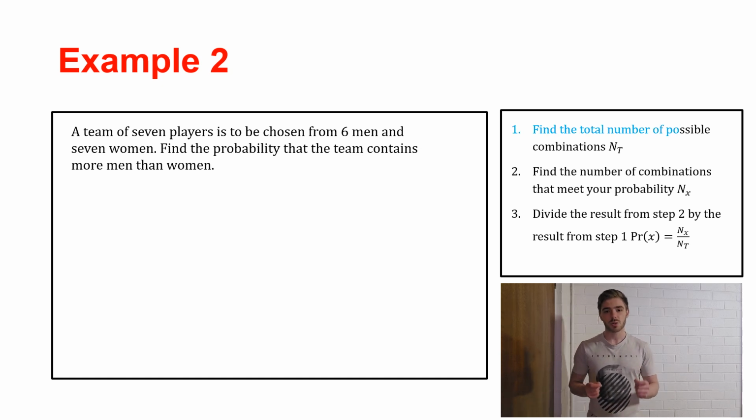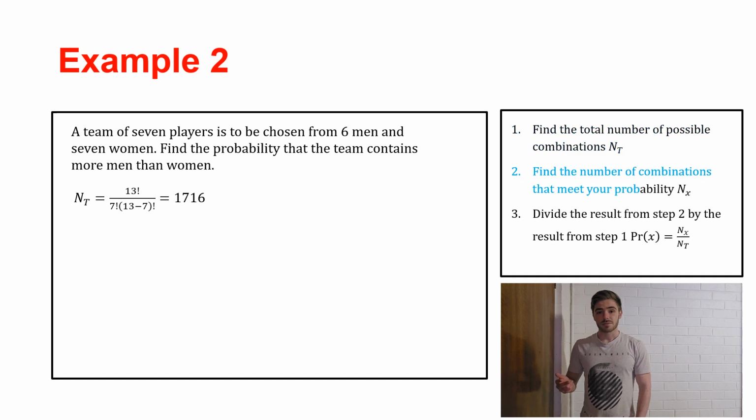First, we need to figure out the total number of possible teams. In this case, the order doesn't matter. A team of Jack and Jill is no different to a team of Jill and Jack. Hence, we're going to be using selections. There are 13 total people and we're selecting 7 of them. After simplifying all of the factorials, this is going to come to 1,716 possible teams.